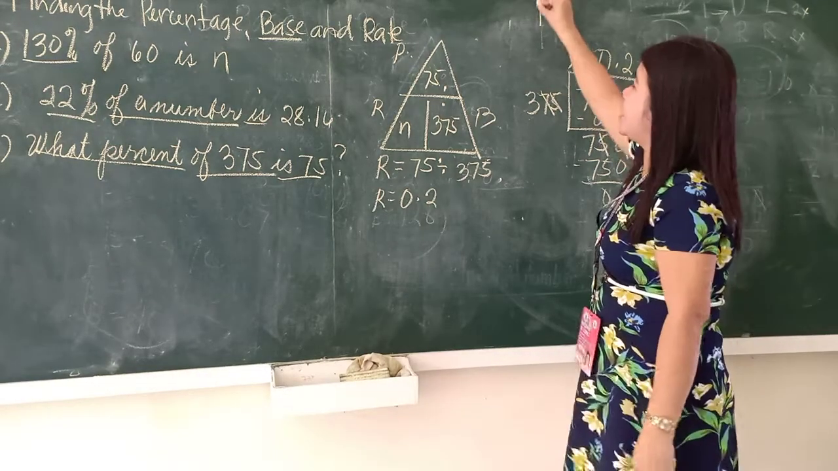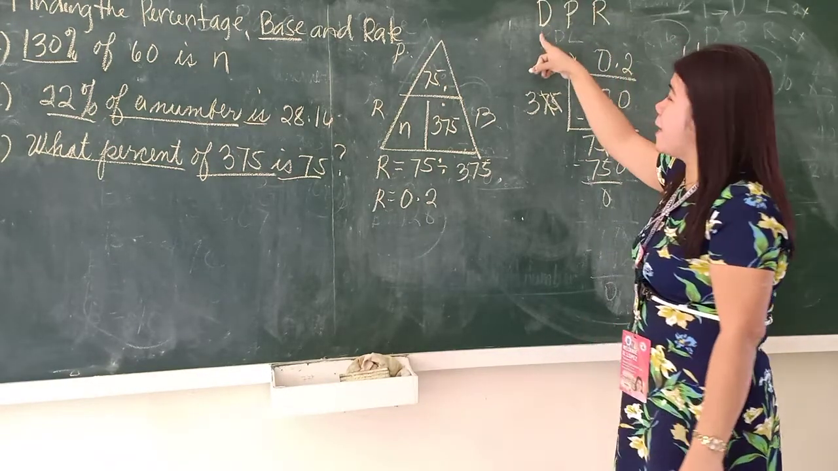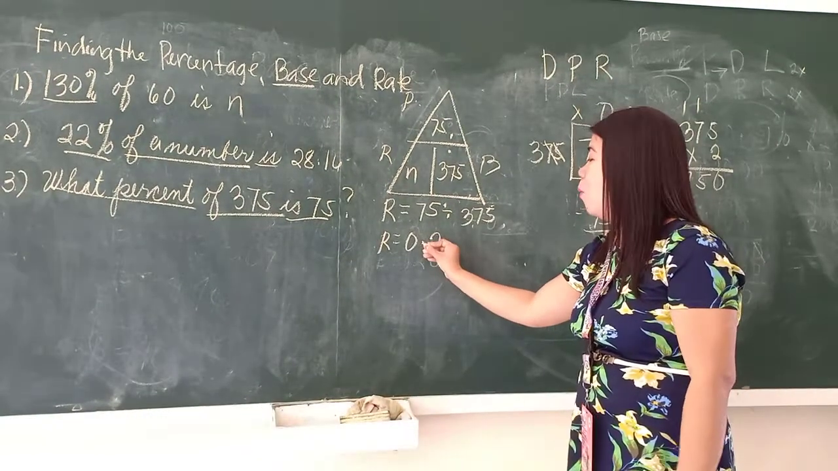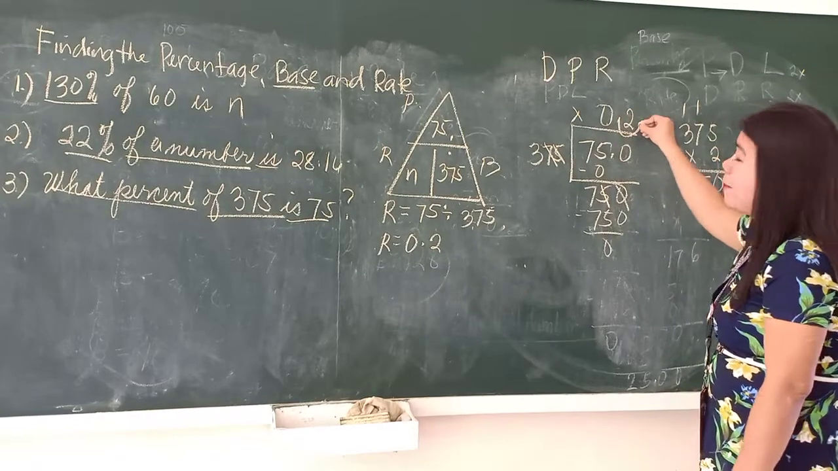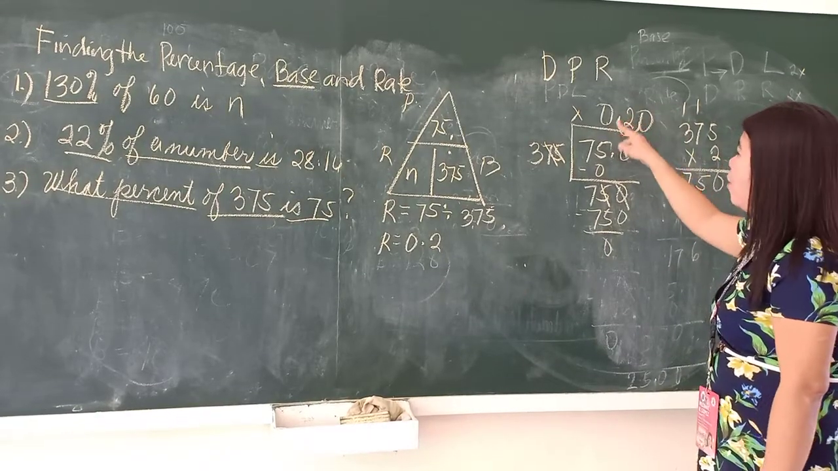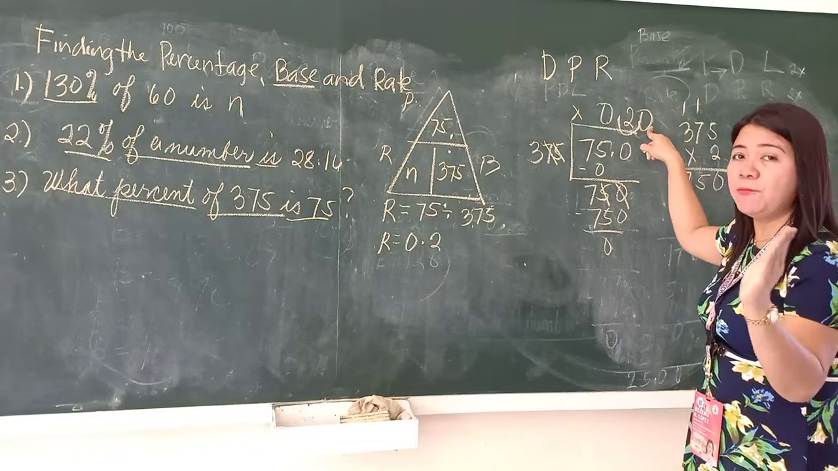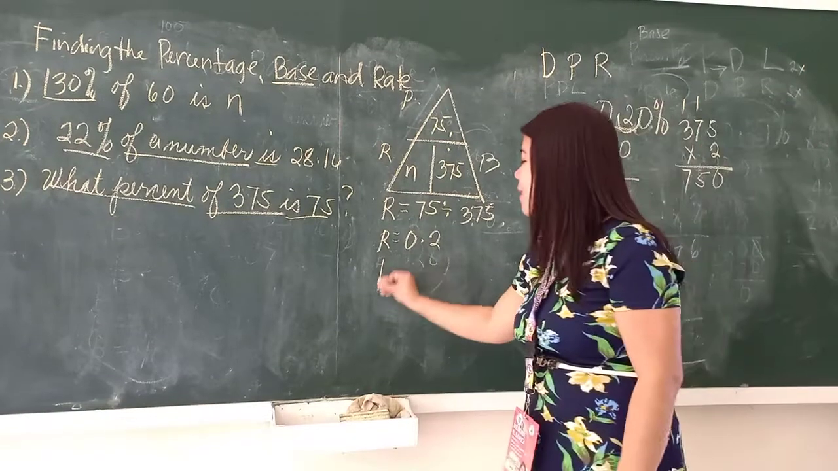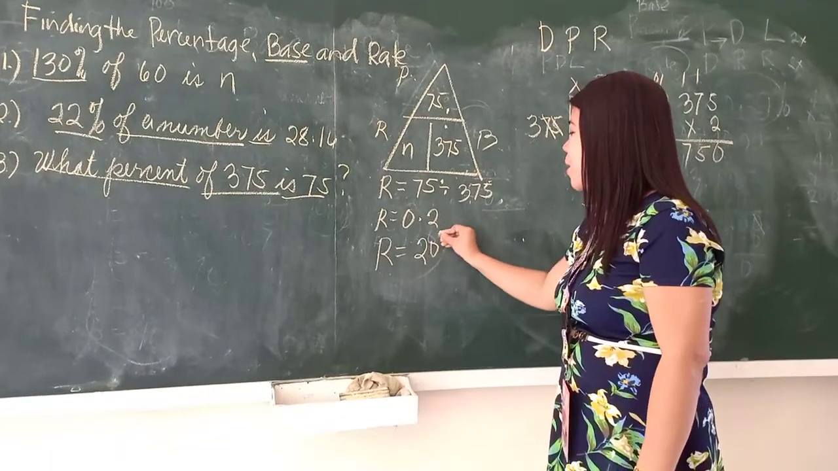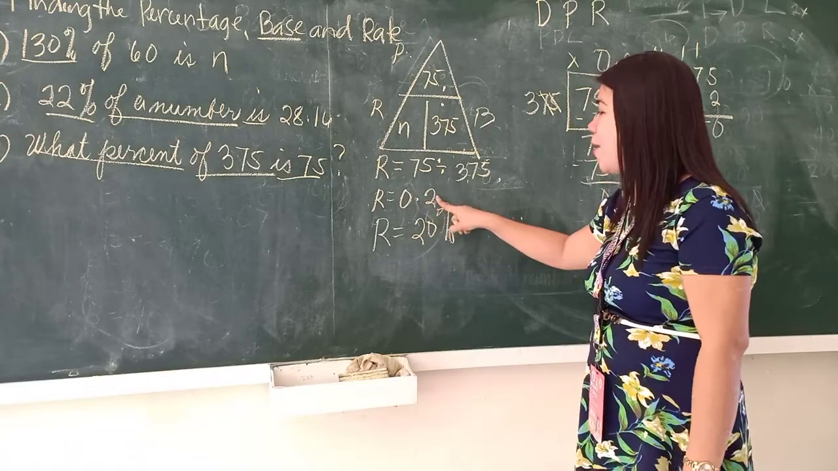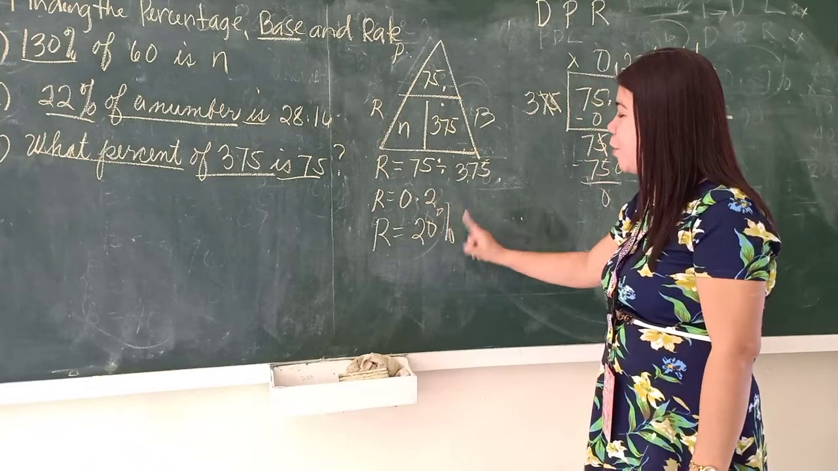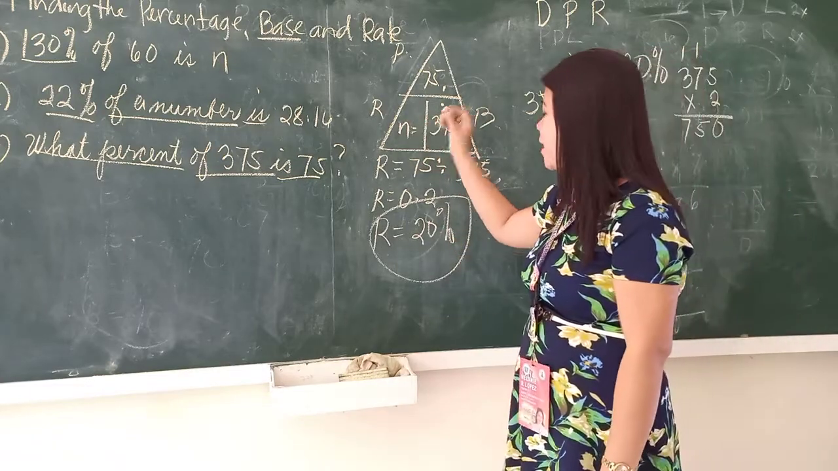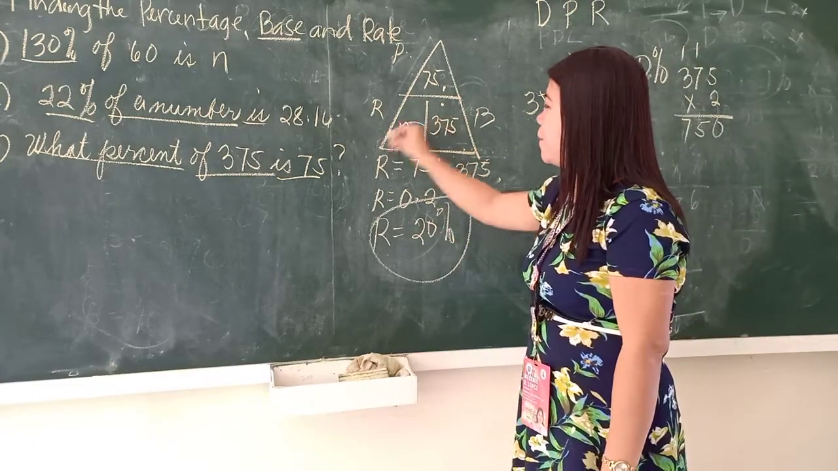So, i-apply mo na din si DPR. Decimal to percent, move the decimal point to the right. Kadua. 1, 2, then after mo pag-move to the right kadua, you add the percent symbol. So, 0.20 in percent is 20%. Then pag-add 0, add decimal, add the percent symbol. So, therefore, your n here is 20%.